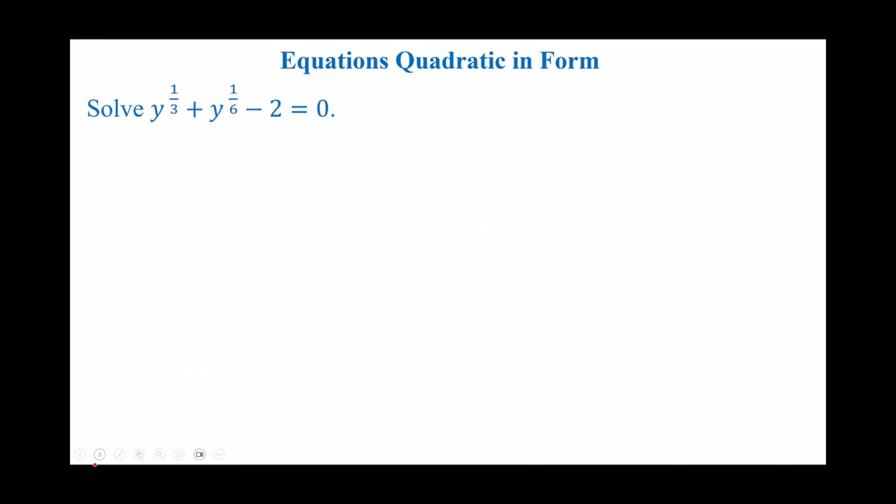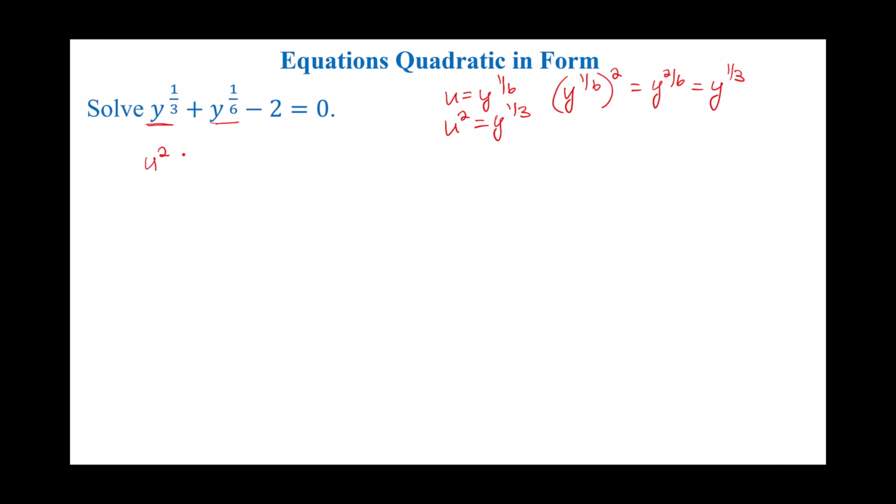Let's try this one. Here what we need to notice is that y to the 1/6 power squared gives me y to the 2/6 power, or y to the 1/3 power. And I do have a y to the 1/3 power and a y to the 1/6 power. So I'm going to say u is y to the 1/6. If I square both sides, I get u squared equals y to the 1/3 power.